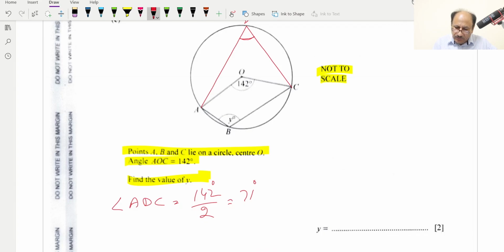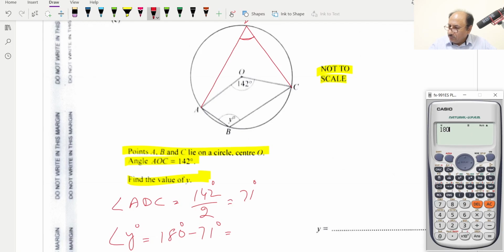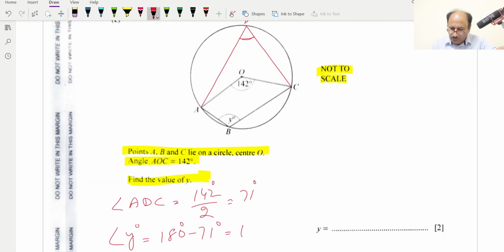So angle y will be equal to 180 minus 71 degrees, and 180 minus 71 is equal to 109. So 109 degrees, so our answer will be 109 degrees. Hopefully you understood this.